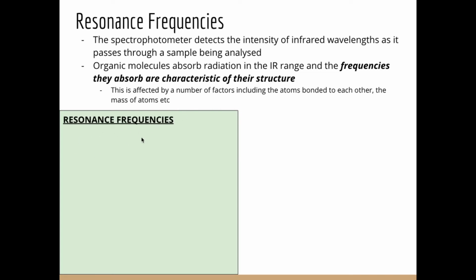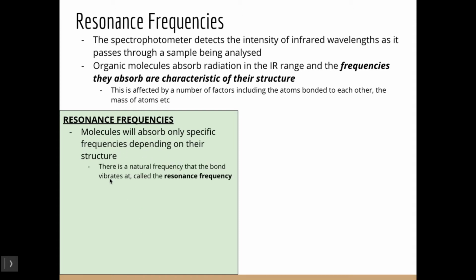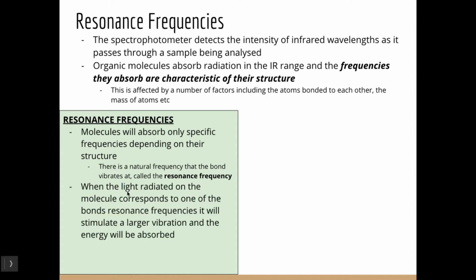So it's based on this idea of resonance frequencies. Molecules will absorb only specific frequencies depending on their structure. There is a natural frequency that the bond vibrates at, called the resonance frequency. So you can imagine all the chemical bonds in a molecule vibrating. However, based on the nature of that bond, due to the atoms in that bond and a bunch of other factors, there's only a specific frequency that they're vibrating at. This is the natural frequency that they will vibrate at, and it's called the resonance frequency.